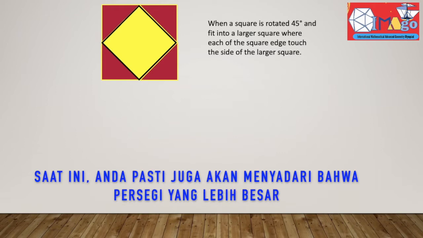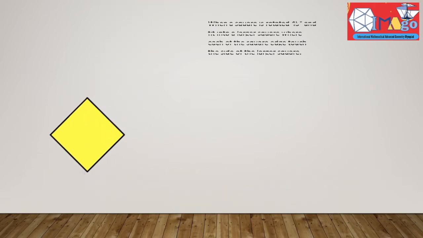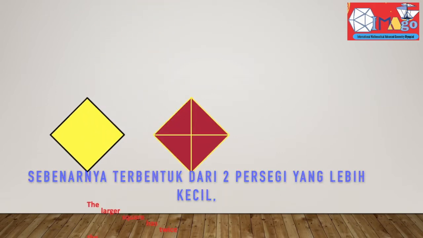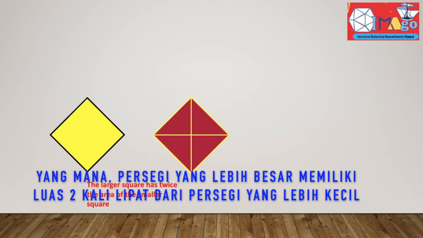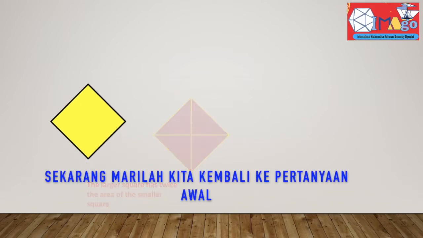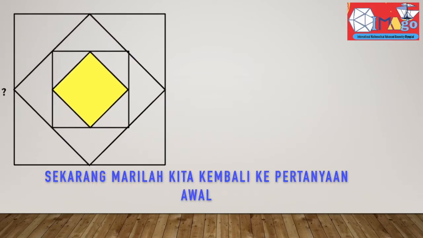By this time, I think you also realize that the larger square is actually composed of two smaller squares. Hence, the larger square has twice the area of the smaller square. Now, let's go back to the previous question.